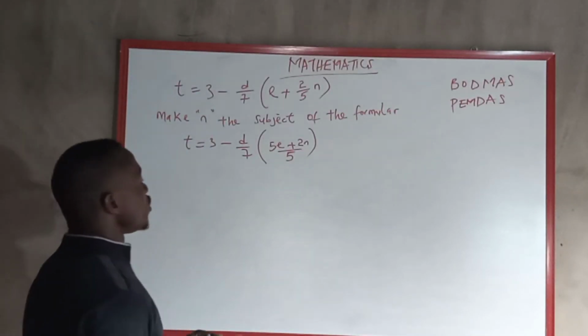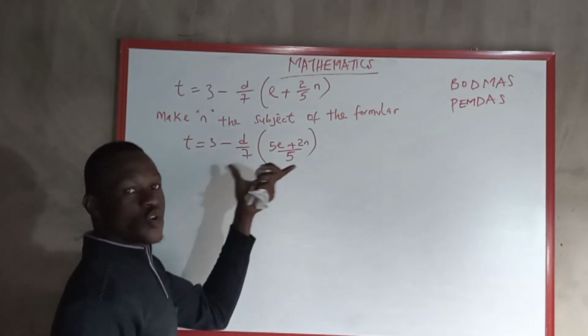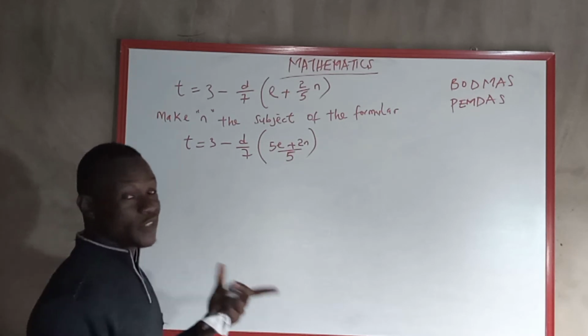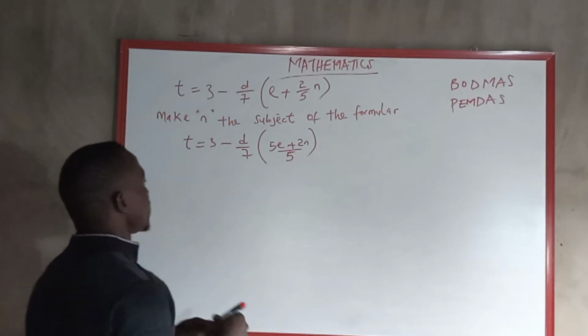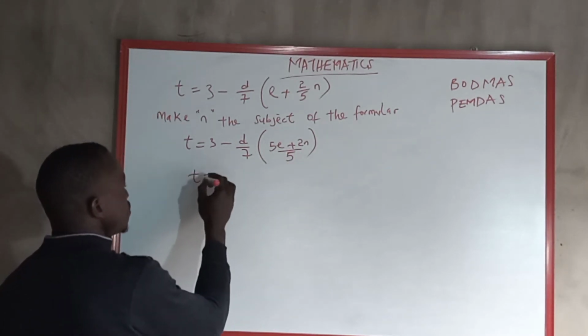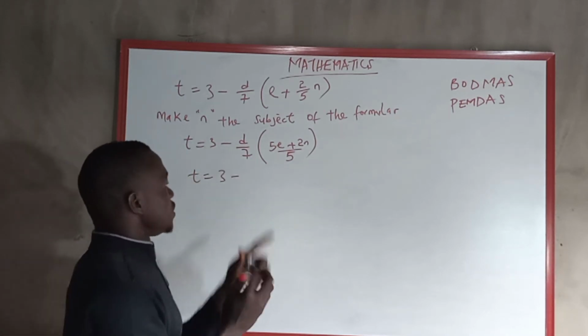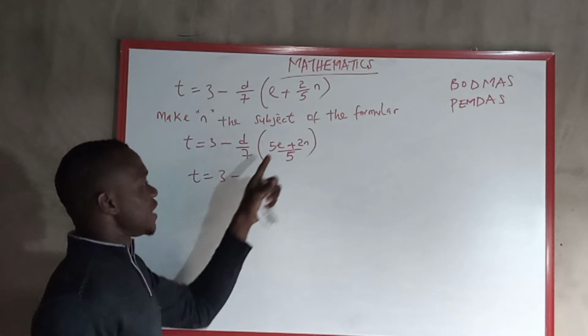So, we've done that. Now the next thing to do is to open this bracket, which is the of. Open the bracket, although there's no of there, but let's just open the bracket. So we have t is equal to 3 minus. Now this bracket, we're having this term outside and this term inside.